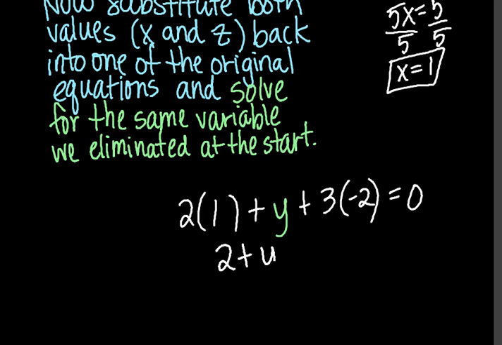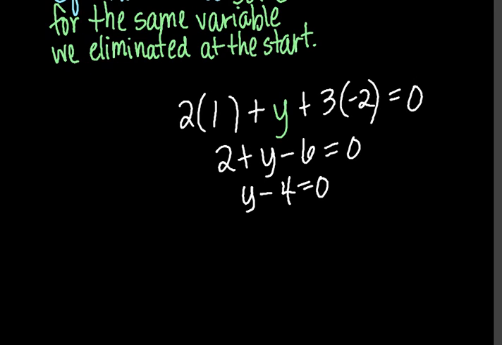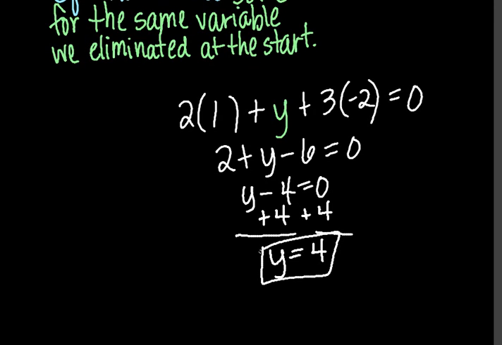2 plus y minus 6 equals 0. Combine like terms, y minus 4 equals 0. Then what do I do to solve for y? Add 4. So y equals 4. So we have our solution. What is our solution as an ordered triple? 1, 4, negative 2. 1, 4, negative 2 is our solution.